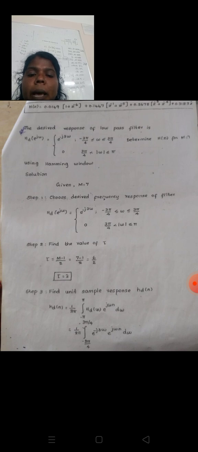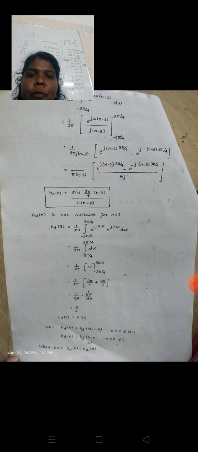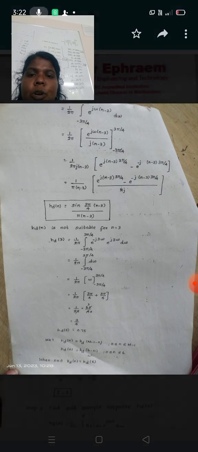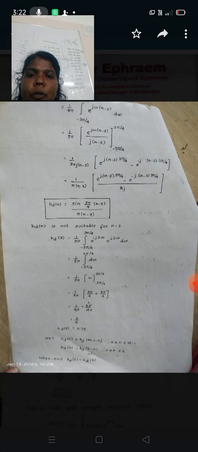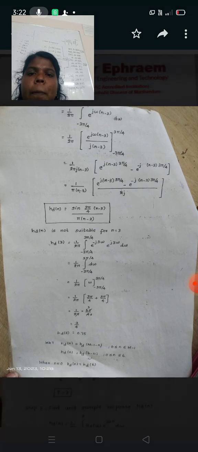So, integral from minus 3 pi by 4 to 3 pi by 4 of e power minus j 3 omega into e power j omega n d omega. Here n and j are constants, so take them outside. Therefore, HD of n is equal to 1 by 2 pi integral from minus 3 pi by 4 to 3 pi by 4 of e power j omega into n minus 3 d omega.